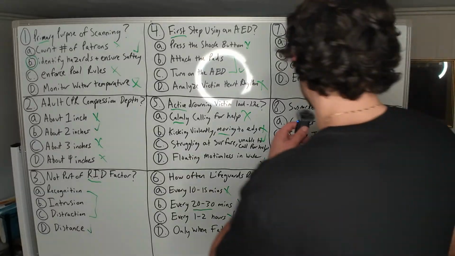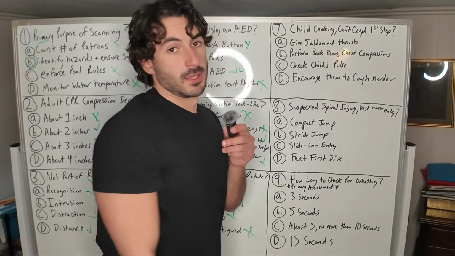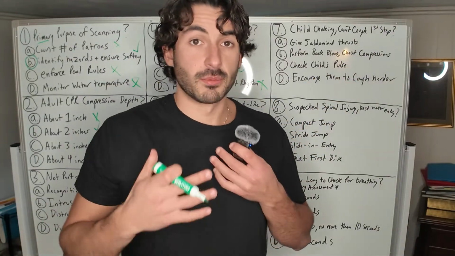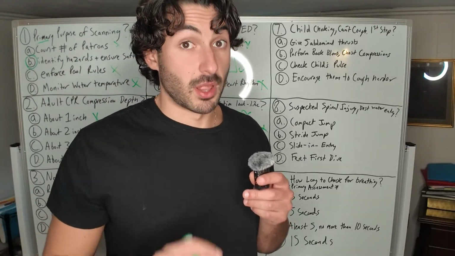Up here, I'm going to go on this side. Child choking, can't cough. What is the first step? So this is a child who's choking, probably grabbing their neck, and they can't cough. So you know that their airway is blocked.